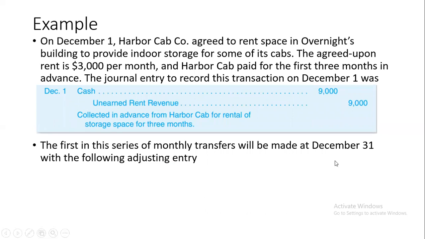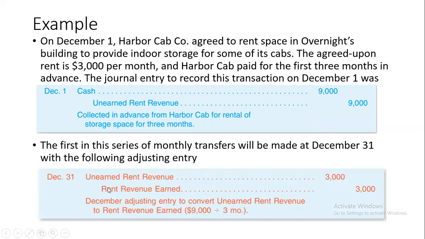Now, 1 month has gone by and it is December 31st. What should be the adjusting entry? Keep in mind that you're converting liability into revenue. When you're converting liability into revenue, it means liability is decreasing. So liability is decreasing, which means liability should be recorded as debit. And on the other end, you're recording it as revenue. Your revenue is increasing and it should be recorded as credit. So you can see this is the entry. Unearned rent revenue, which is a liability, is declining, therefore debit. And we are recording it for 1 month. 9,000 was the payment for 3 months. For 1 month, the amount will be 3,000. And rent revenue earned is now 3,000.